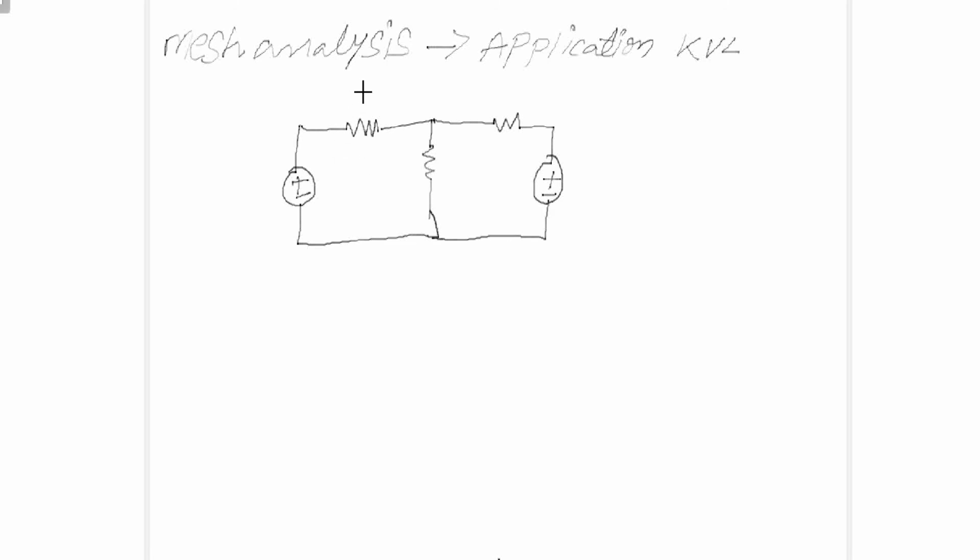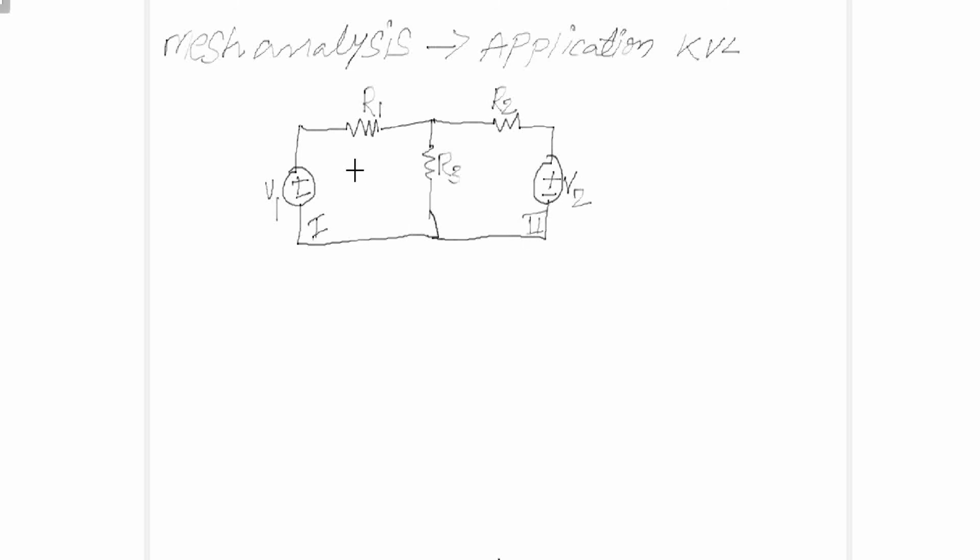So how many resistors are there here? Three resistors and two voltage sources, that is V1 and V2. So if I consider this circuit, before proceeding to the mesh analysis, what is a mesh? A mesh is nothing but a loop which does not include other loops. So how many meshes are there? Here we have two meshes. This is your first mesh and this is your second mesh.